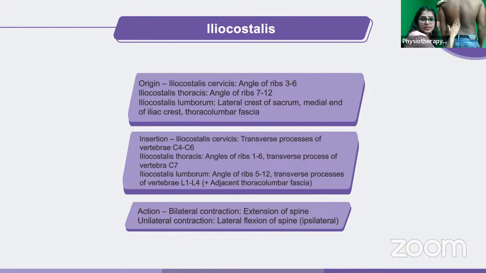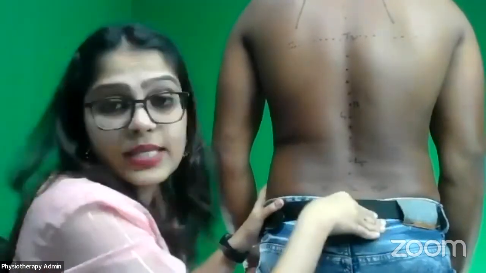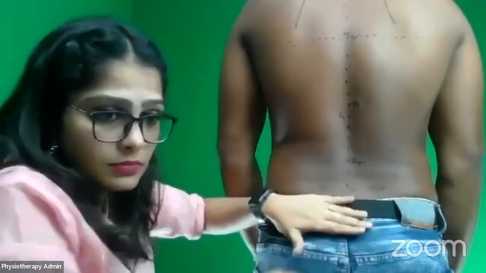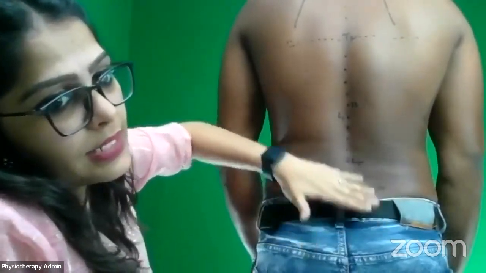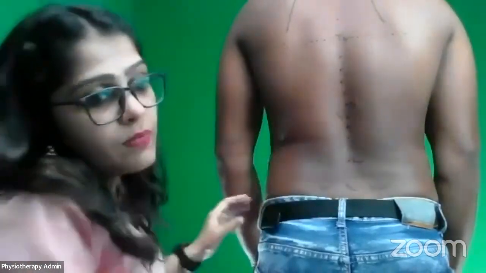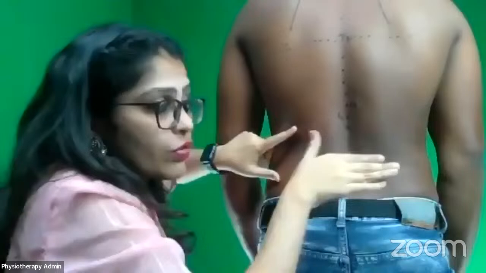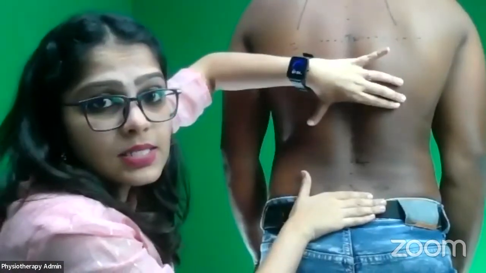Starting with iliocostalis lumborum. It starts from the sacrum. Okay, guys, make a note of this. Do not follow this, you will get confused. It starts from sacrum here, your sacral bone, and it gets inserted into R5 to R12 ribs, which are present over here like this. So from sacrum to the ribs, it is getting inserted.